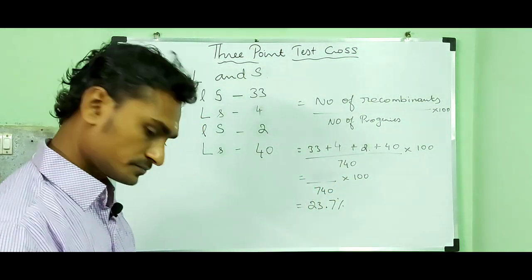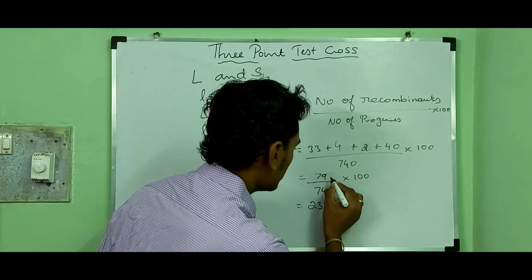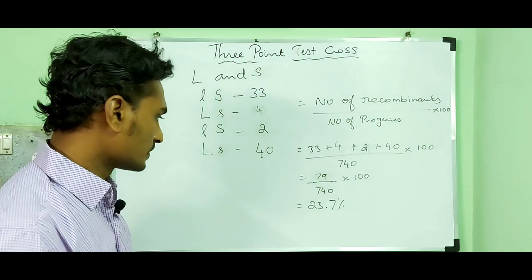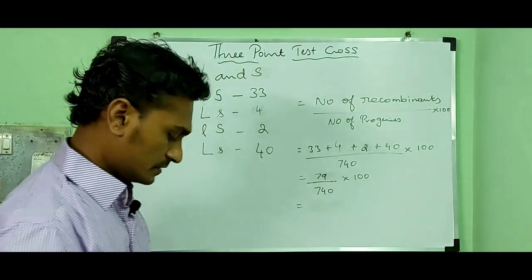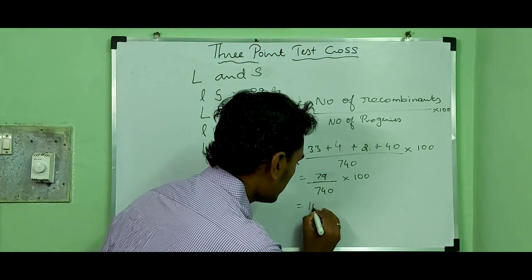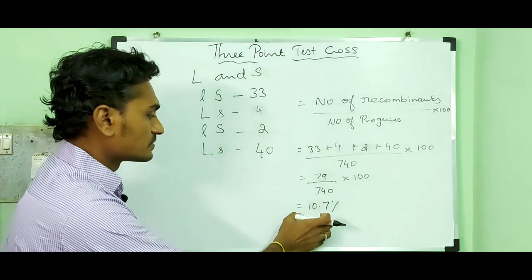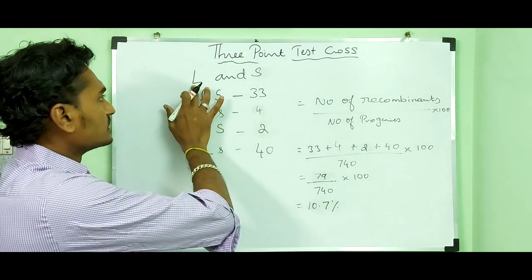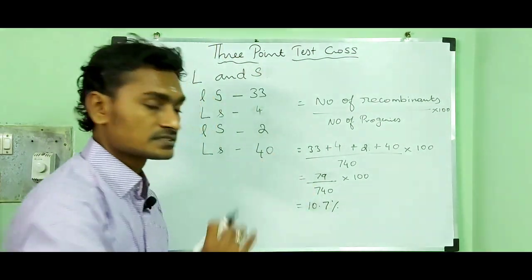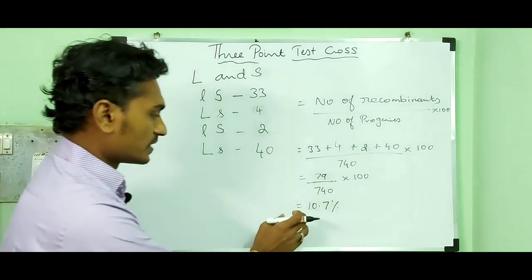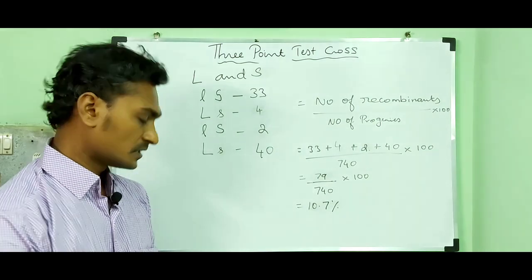Here 79 divided by 740 times 100, and the value is about 10.7%. So the recombination frequency of these two alleles, L and S, is about 10.7%.